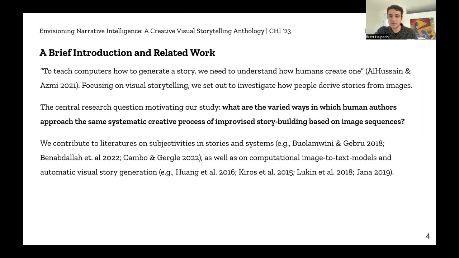And so what we do is we essentially collect all these stories to craft an anthology of them that can really function as data to feed into machine learning to support computational visual storytelling. In this work, we contribute to literatures on subjectivities in stories and systems, as well as on computational image-to-text models and automatic visual story generation.